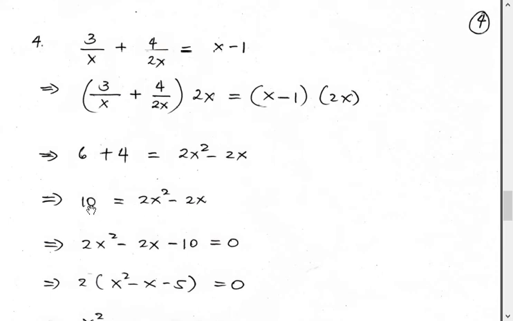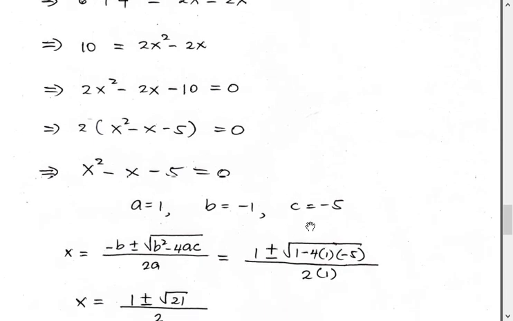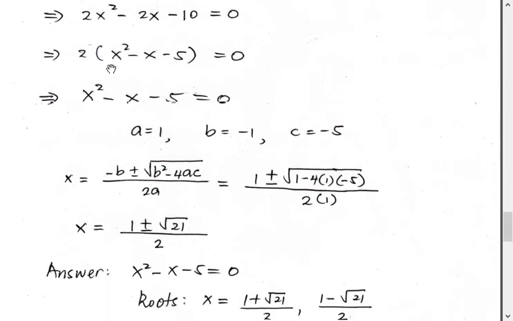So we transpose 10 here. So we copy 2x squared minus 2x minus 10 equals 0. Then, factoring out 2, we have 2 times x squared minus x minus 5 equals 0. And dividing both sides by the constant 2, we have x squared minus x minus 5 equals 0. Then identifying the coefficients of x squared, x, and the constant, we have a equals 1, b equals negative 1, and c equals negative 5.